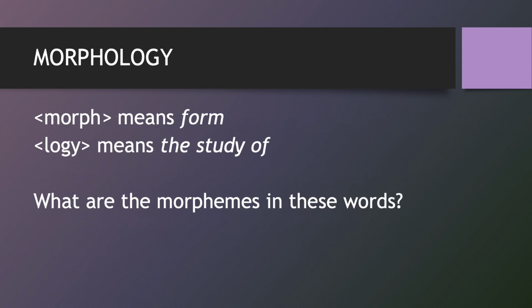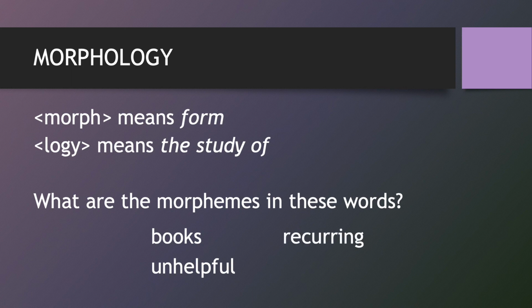As an example, let's look at how the word morphology is built. It's built from Greek word-forming elements, M-O-R-P-H, which means form or shape, and L-O-G-Y, which means the study of. So morphology is the study of forms or shapes of words. You can just take a moment to think about what are the morphemes in these words. Do you recognize any prefixes or suffixes? The words books, unhelpful, recurring, and question. And I'm sure you recognize many affixes there.